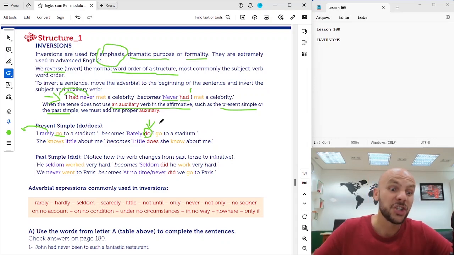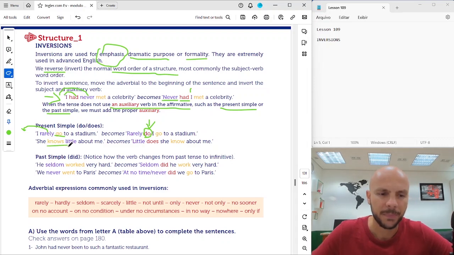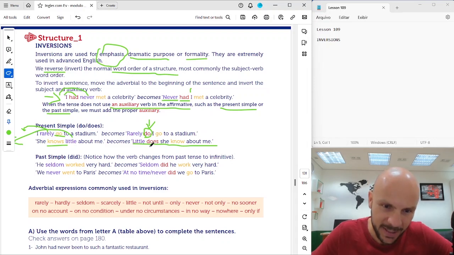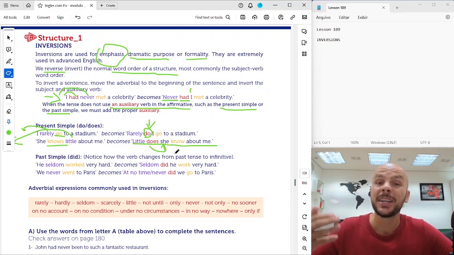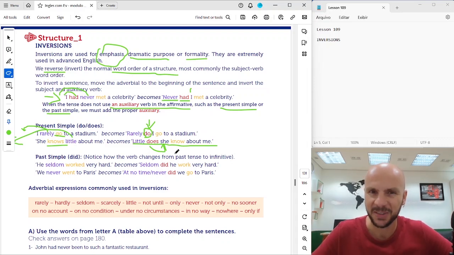She knows little about me. Okay, little at the beginning and the auxiliary for she. Little does she know about me. Little does, okay, because does is the auxiliary for she. So little does she know about me. Okay? All right? Excellent.